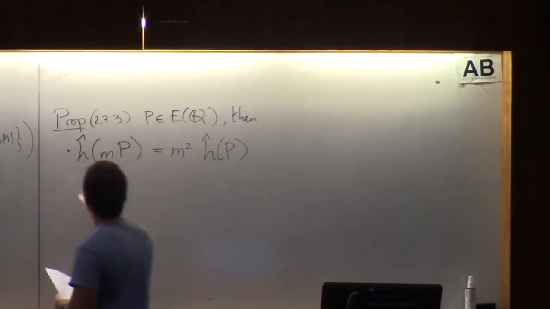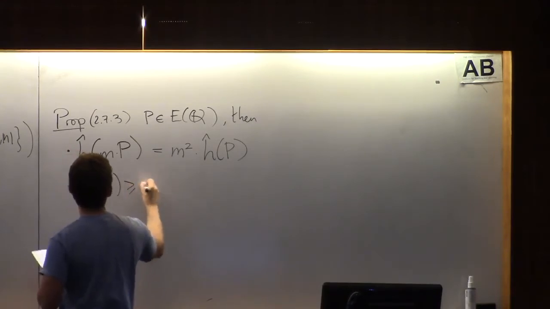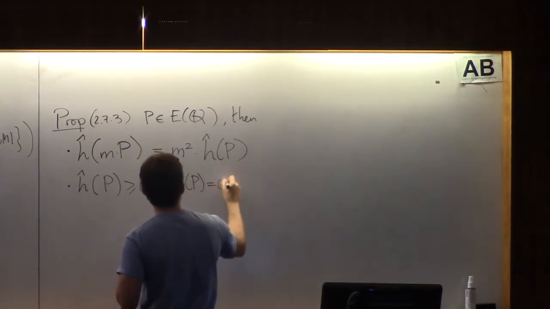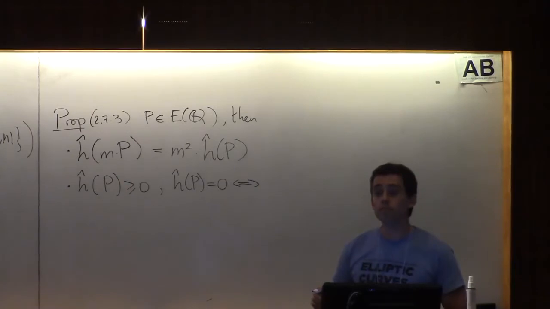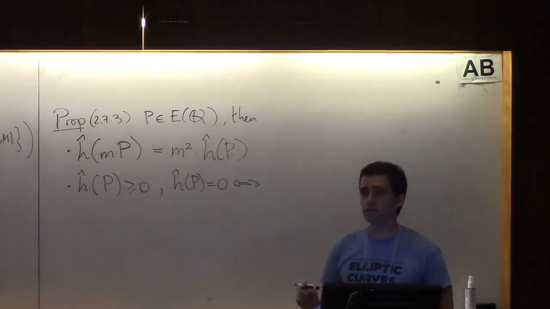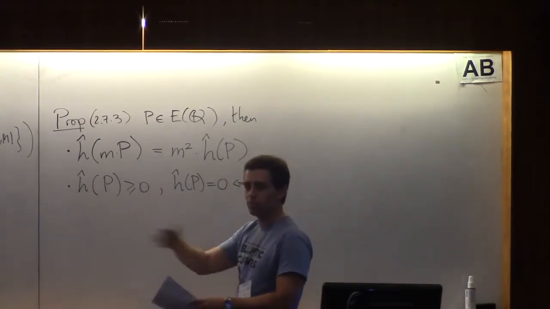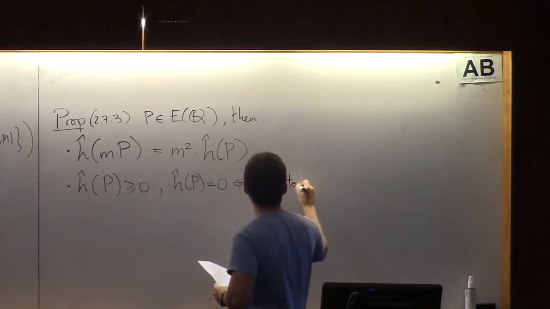Okay, what else? Something I really like also is that the height of P is always positive, and it is 0 if and only if... When do you want it to be 0? At the origin. Yes, but we're trying to calculate ranks. What should the torsion points have for height? Yeah, I don't want them to be in the way. So I actually want this to happen if P is torsion.